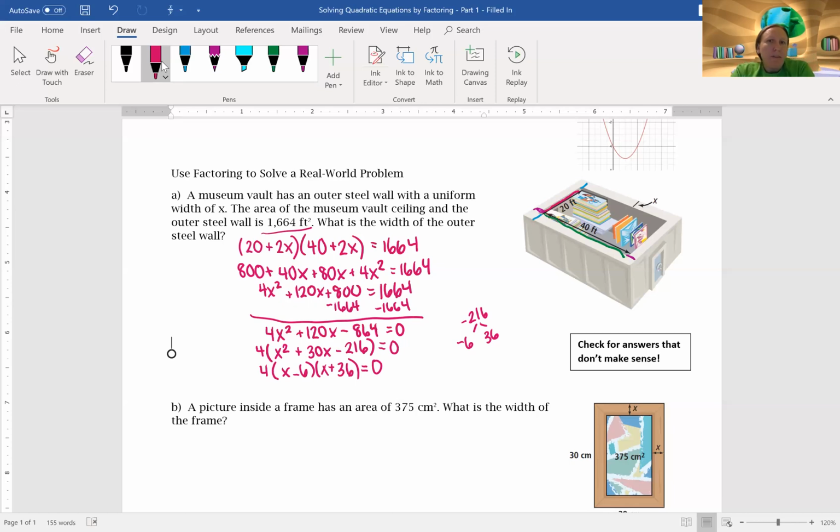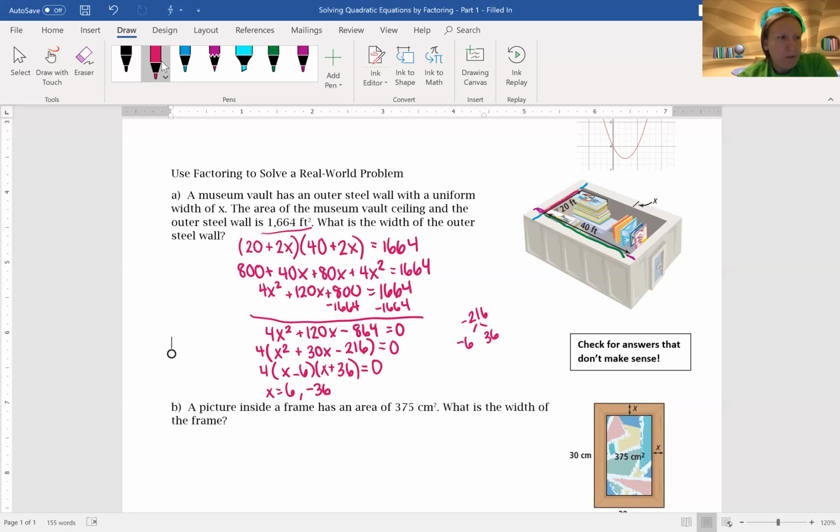Now we have equals 0 on one side, and we have it factored on the other side. Now we can use that zero product property. That 4 does nothing, there's no variable with it, there's no way that outside piece is going to be 0, so we can just ignore it. But we do know that X equals 6 and X equals negative 36.